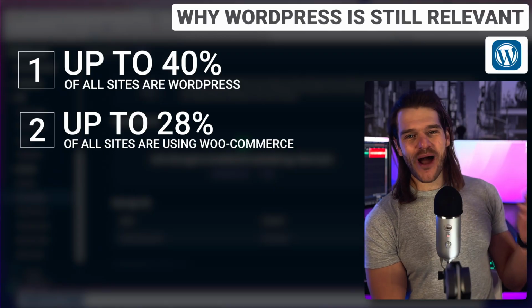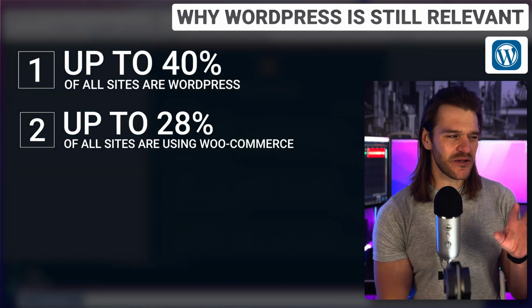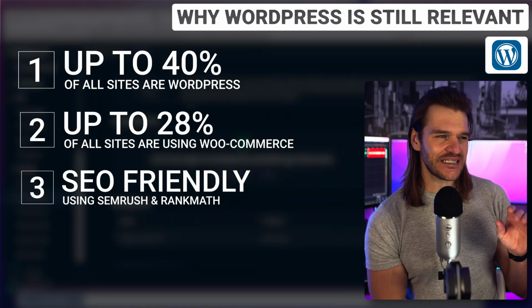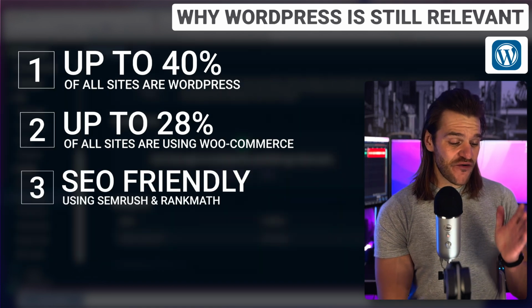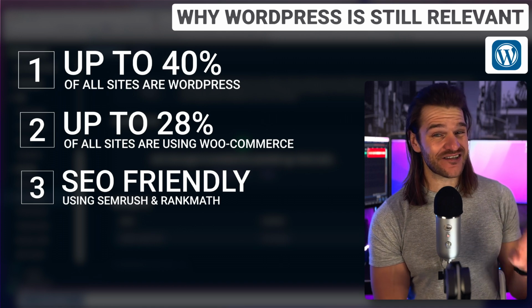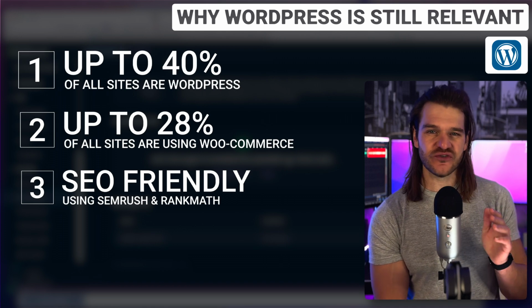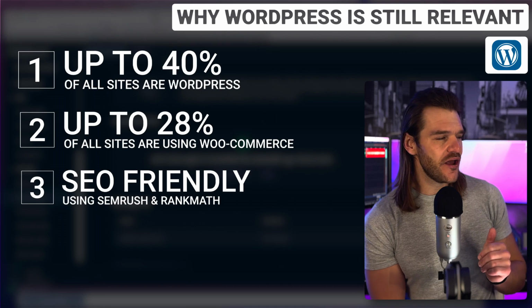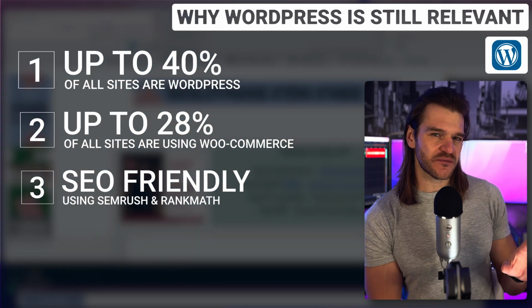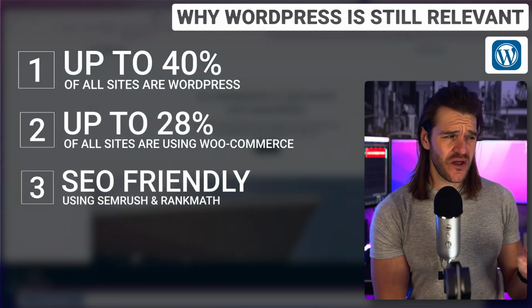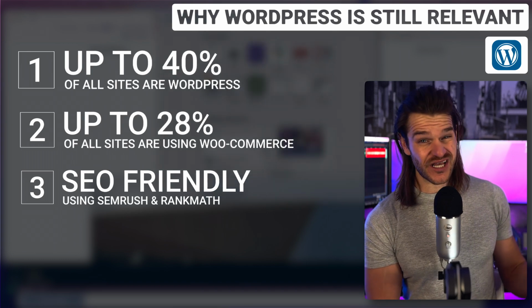The other reason why people use WordPress, and probably one of my favorite points, is SEO. SEO friendliness on a WordPress site is tremendous. You can use tools like Semrush or Rank Math to really optimize your on-page SEO. And that's one of the reasons why WordPress is so popular.